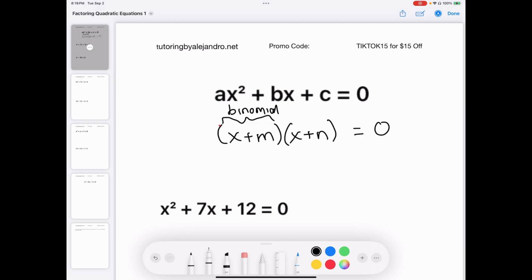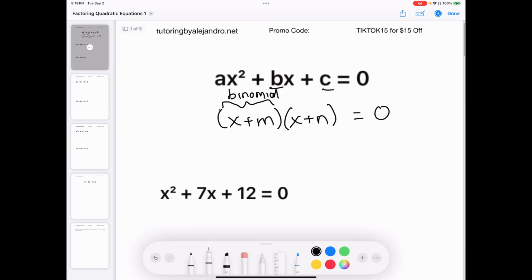So the key idea is this. We need two numbers that multiply to give c, the constant, and that add to give us b, the coefficient of x to the first power. Those two numbers have to multiply to c and add up to b. That's the golden rule of factoring. So let's start with some easy examples.